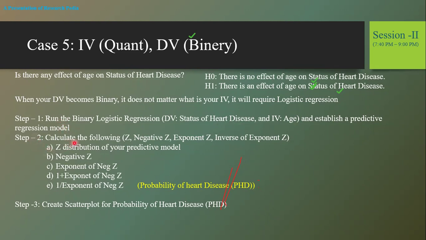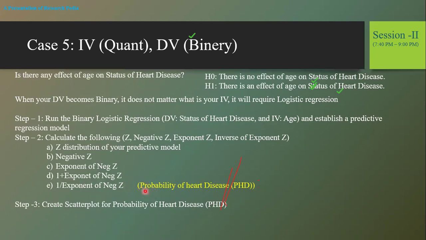Then in the second step, we will calculate some values like Z of the predictive model. Then we will calculate negative Z. Then we will calculate exponent of negative Z. Then we will calculate 1 plus exponent of negative Z. Then we will calculate the probability of heart disease, which is our dependent variable. We need to calculate its probability in the fifth phase of our second step. So that is basically 1 divided by 1 plus exponent of negative Z. I will let you know how.